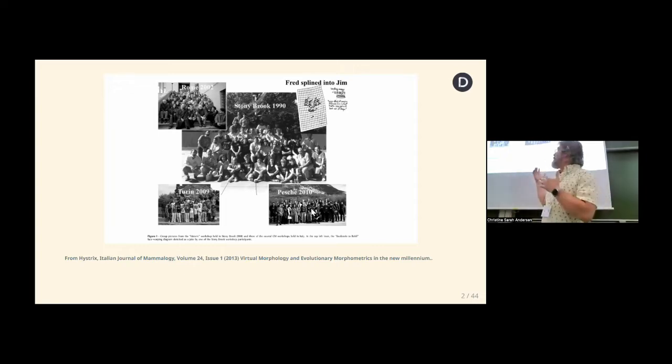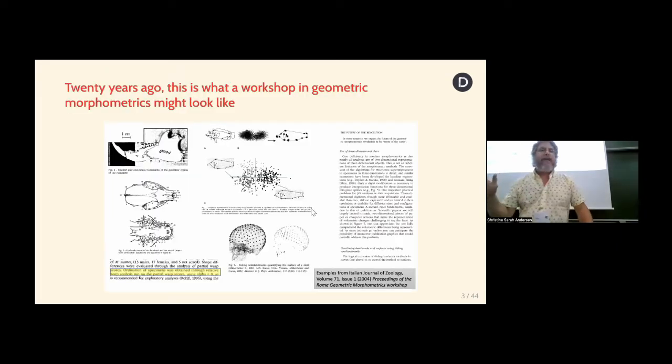Eight years later, when I was in Rome, it was a much different situation. Now I was a faculty member at a university. I was running my own research lab, and I found myself starting to think about how we analyze geometric morphometric shape data, and started to push some boundaries at that point. So when I think back to that 20-year-ago workshop, what were we learning at that time?